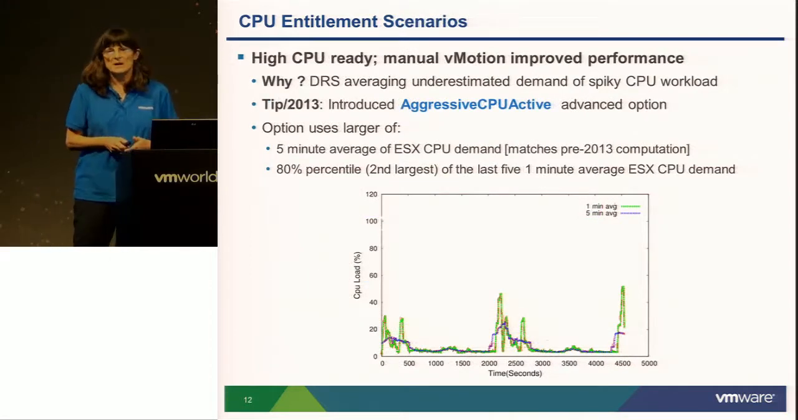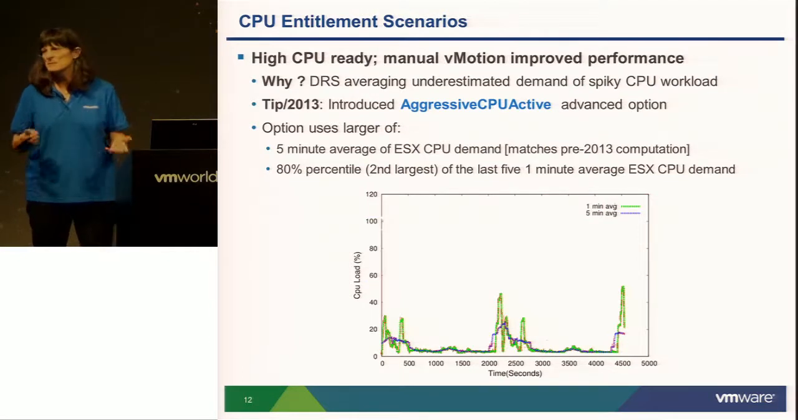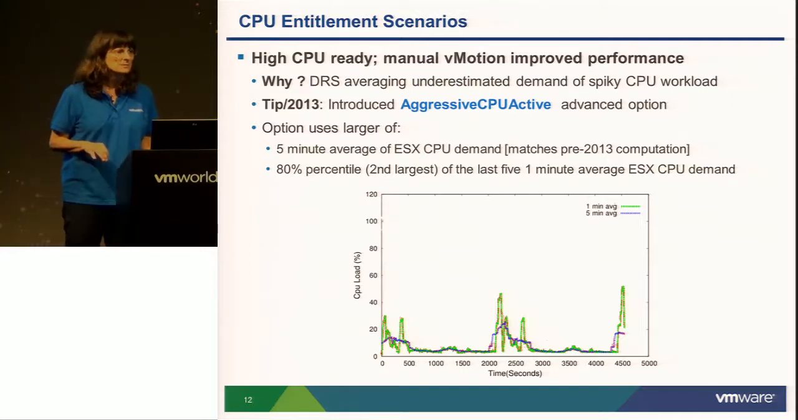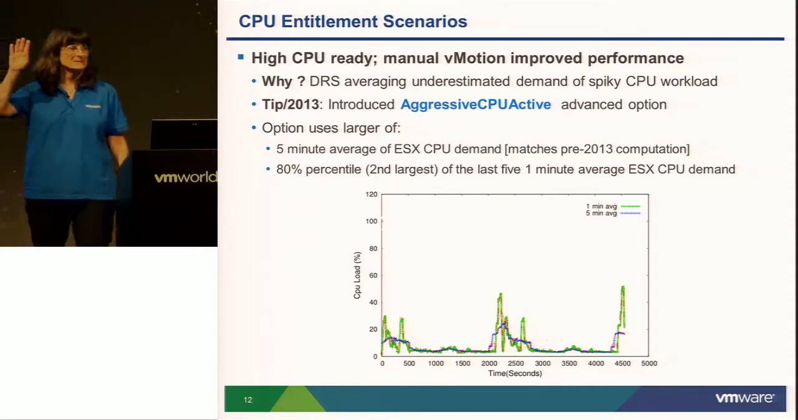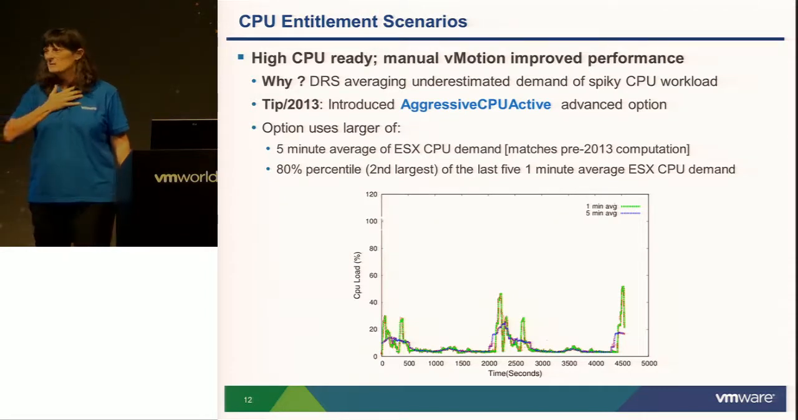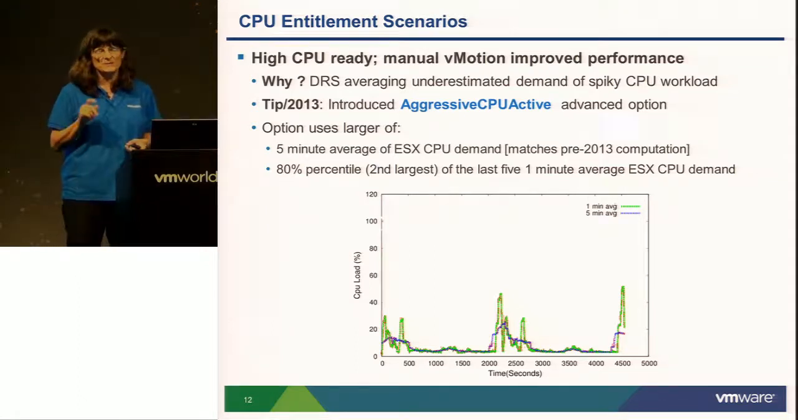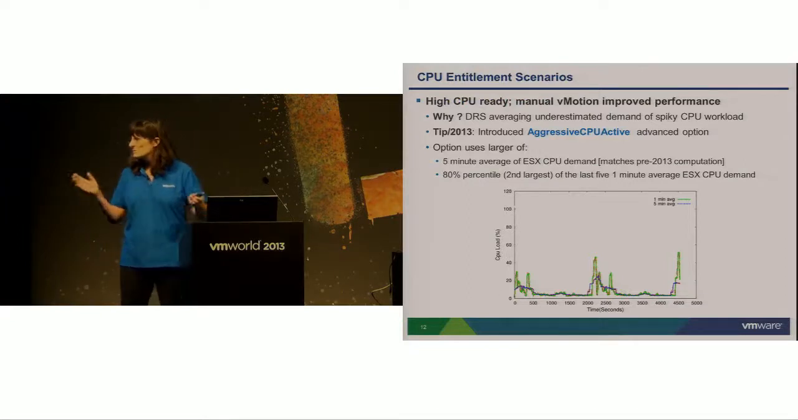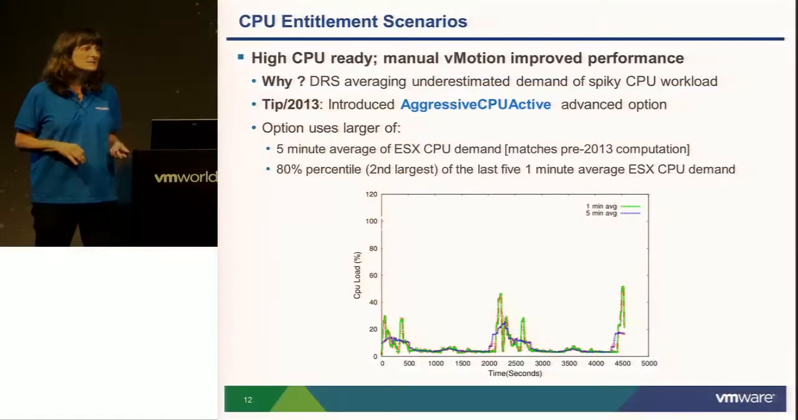The first one was a customer who had high CPU ready, the VM was performing poorly, and he did a manual migration and it fixed the performance problem. How many of you, if any, have had this happen to you? Okay, not as few as I would hope, but at least a dozen unhappy situations. For this customer, DRS thought things were fine. DRS wasn't recommending any moves. Obviously, a move was needed. The person moved it and it was good.